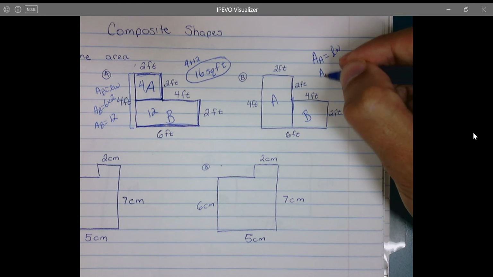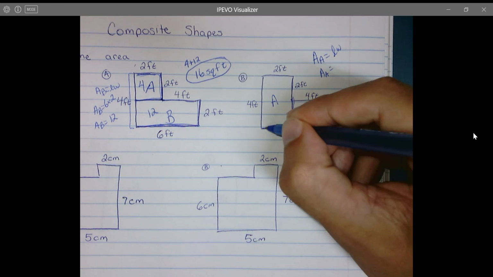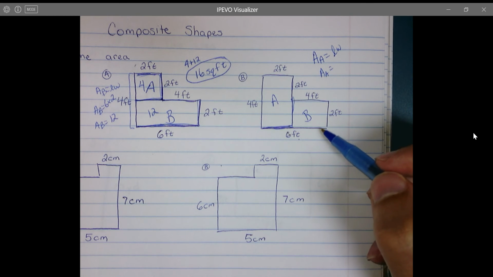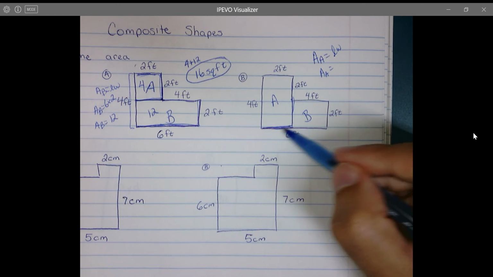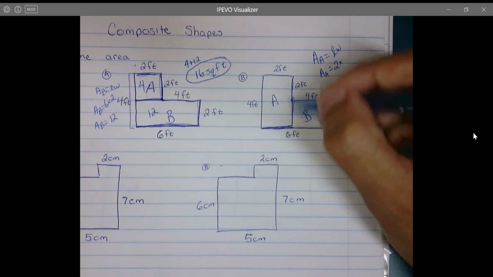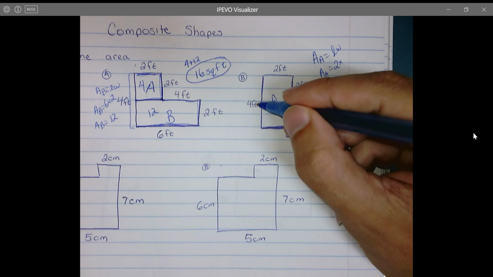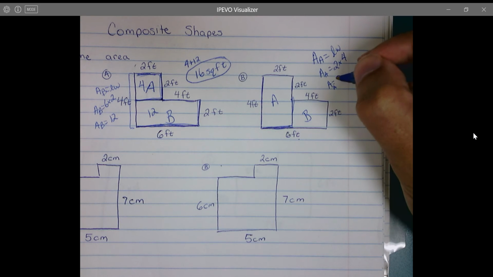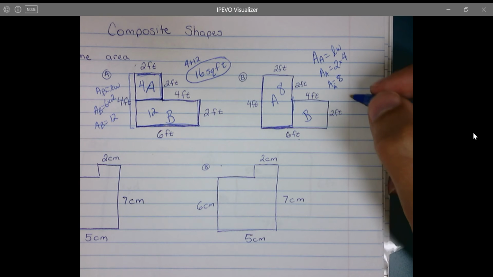Area of A, what would my length be? So if the length is right here, well, it's not going to be 6. 6 is from here all the way over here. So what distance is this? Well, I may have to look at the opposite side, which would be right here. So that would be 2. And then how tall is this rectangle? Well, this tall, how wide would it be? And that would be 4. That's right there. So area of rectangle A would be 2 multiplied by 4, which is 8. 8 square feet.